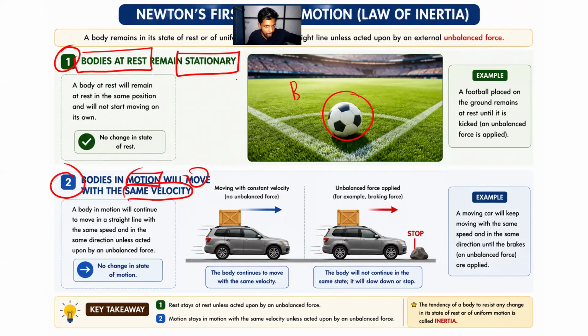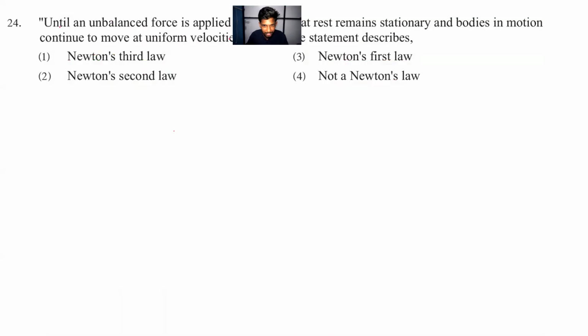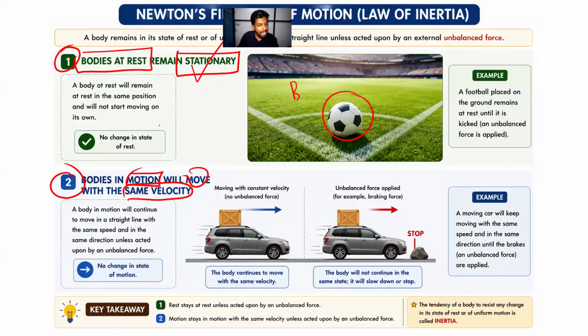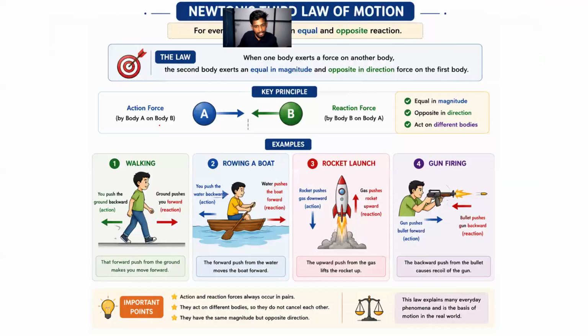So until an unbalanced force is applied, the body at rest will be at rest. Body in motion will move with the same velocity. So now read the question here. Until an unbalanced force is applied, bodies at rest will stay at rest, and bodies in motion will move with the same velocity. So what is the law here? Newton's first law. Now we will discuss Newton's second law and Newton's third law.